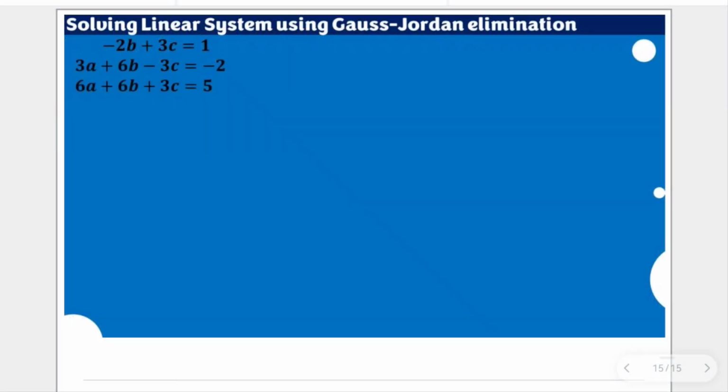Let us use the Gauss-Jordan elimination in solving for this linear system, or specifically the values of A, B, and C. We are going to check whether there are infinitely many solutions, no solution, or exact values for these variables. This linear system was already presented in a separate video on our channel. But in that video, we just ended up with the row echelon form, for the task was the Gaussian elimination.